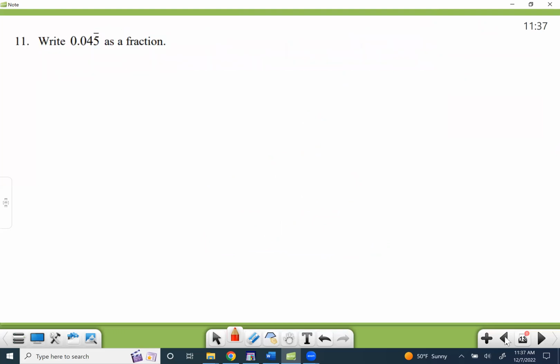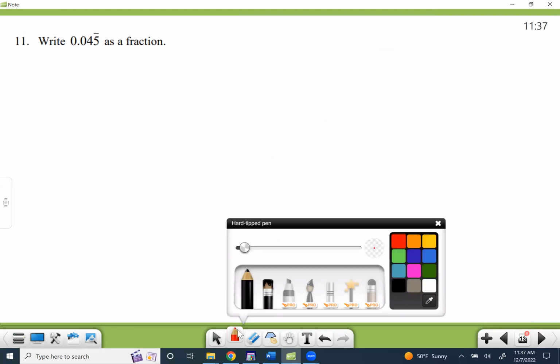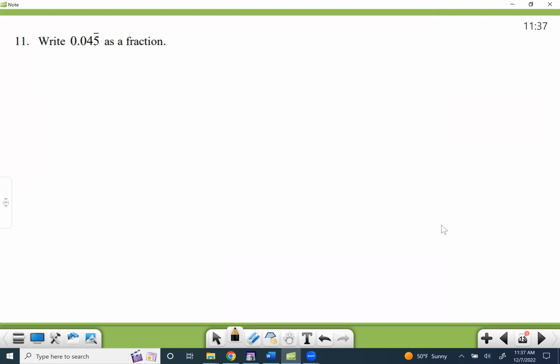So I'm actually only going to do 11. I'm going to call it. This is something that we do in Calc 2. So you guys are actually doing Calculus 2 right now, which is kind of crazy. Okay. It says write 0.045 forever as a fraction.